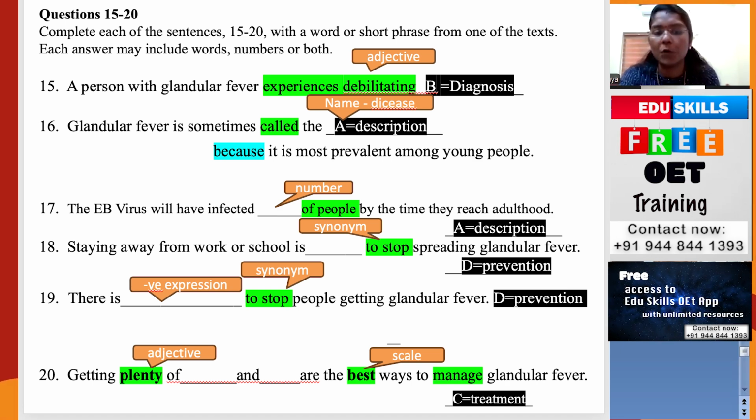Unexpected difficulties is the possible complication. Instead of that, we can see the synonymous expression, possible complication. So, possible complication. Our answer is text C.